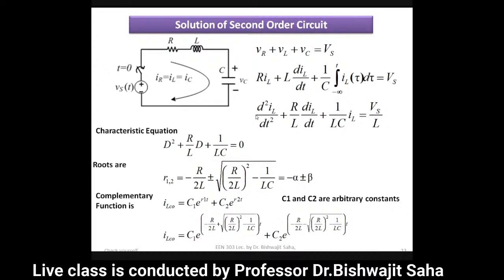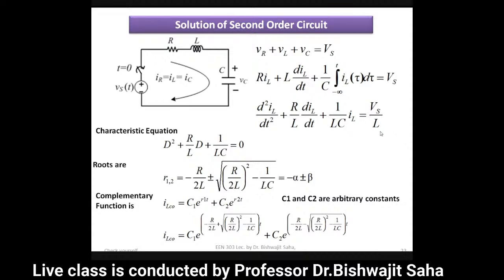So if we do differentiation on both sides, then we will have d square IL by dt square plus R by L dIL by dt plus 1 over LC IL equals Vs by L. Is it okay, this equation? The third equation is all right?